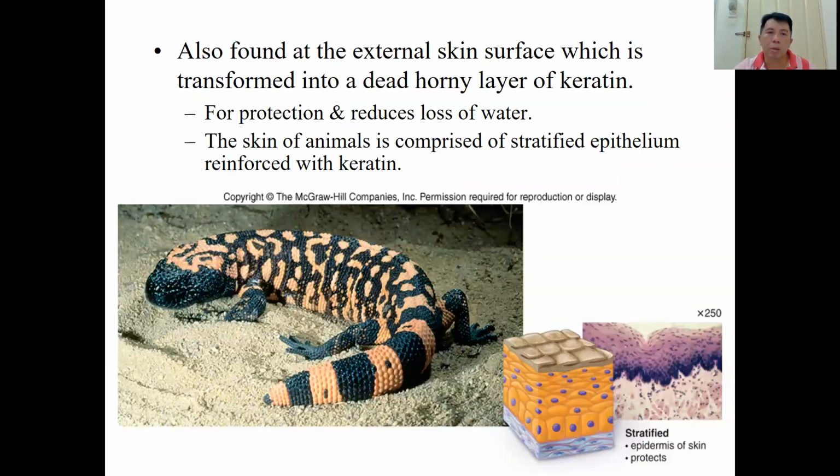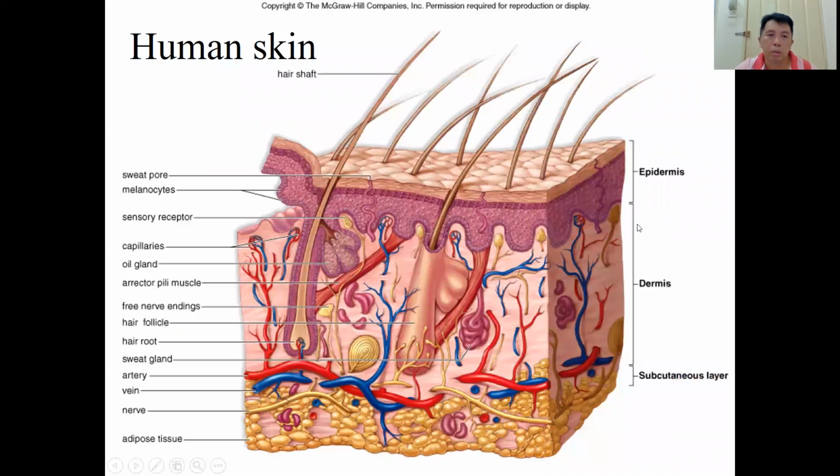They also found at the external skin surface, which is transformed into the dead layer of keratin for protection and reduces loss of water. The skin of animals is comprised of stratified epithelium reinforced with keratin. So this is a layer of keratin, and this stratified epithelium is reinforced with keratin for protection and also reduces the loss of water. So this is what we call human skin.